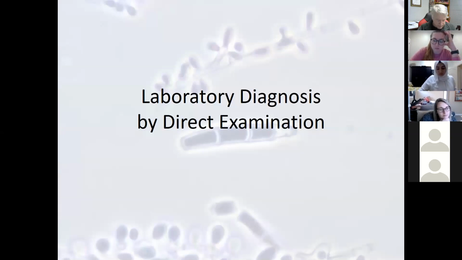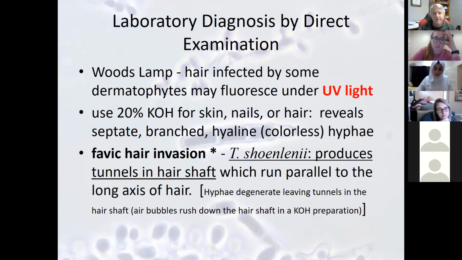All right, so that brings us to our laboratory diagnosis by direct examination. We're kind of bouncing, but hang in there. So we're back to direct exam with the Wood's lamp. The hair infected by some dermatophytes may fluoresce under UV light. It makes a yellow. Remember, we talked about that earlier. We can also use 20% potassium hydroxide for skin, nails, or hair to reveal the septate, branched, hyaline, colorless hyphae.